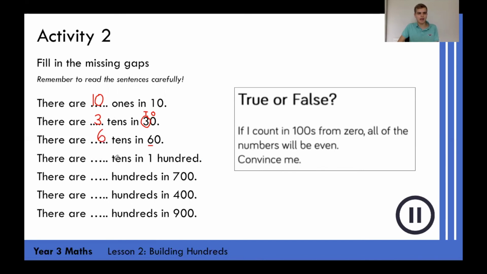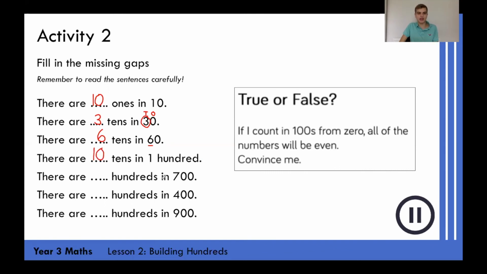There are how many tens in 100? Oh, now I'm going to count in tens. 10, 20, 30, 40, 50, 60, 70, 80, 90, 100. There are 10 tens in 100. How many tens are there?